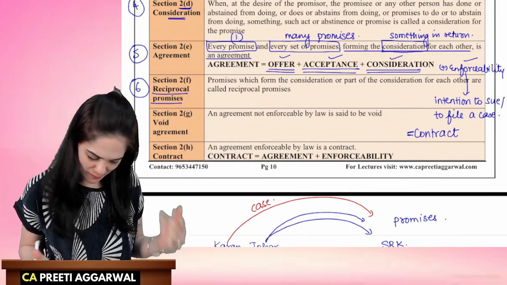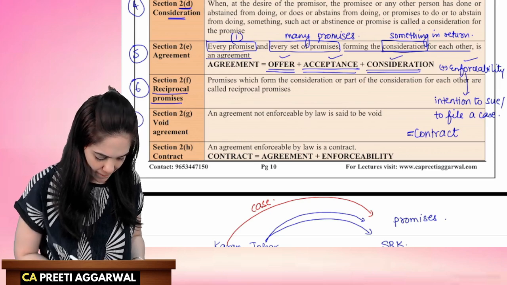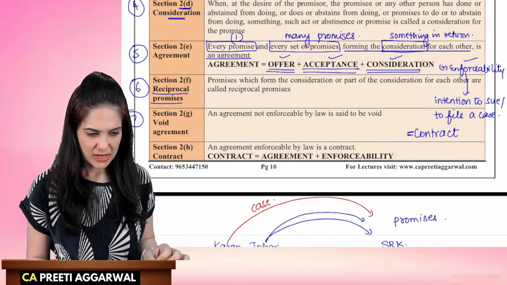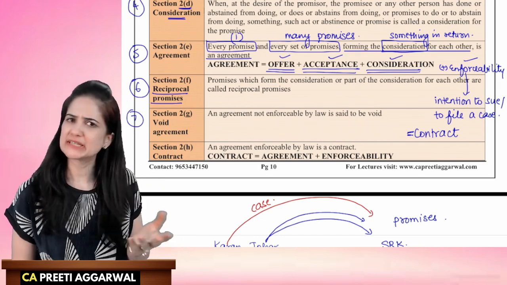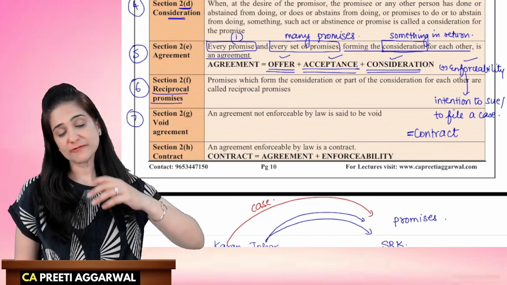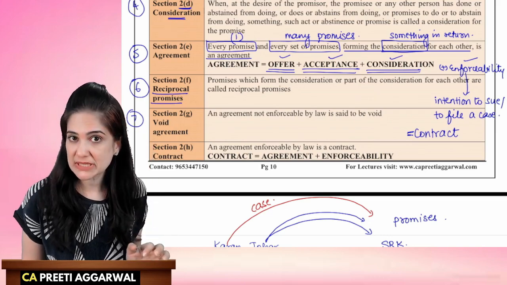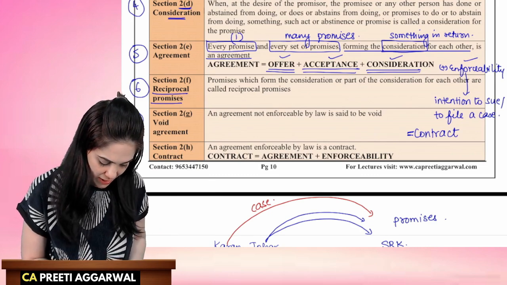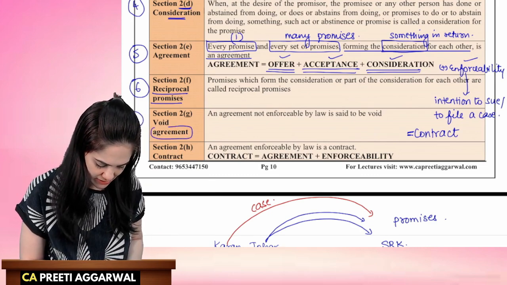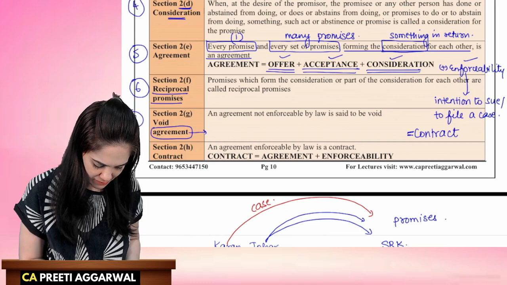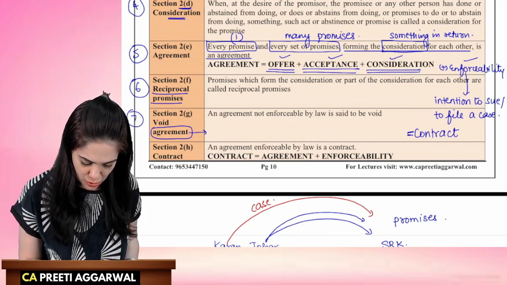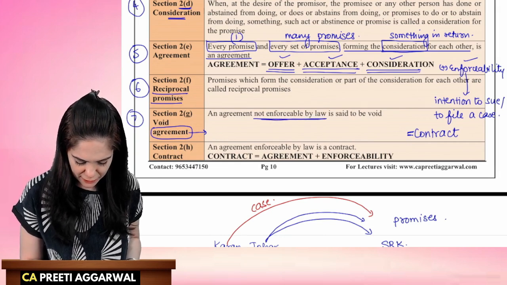Reciprocal promise. Now, if all the elements are present in the contract, then it is a valid contract. But if one or the other essential element is missing, then it is a void contract. Void is the opposite of valid. But here they have written agreement. Agreement means it never matures into a contract. This is not at all enforceable by law right from the beginning.